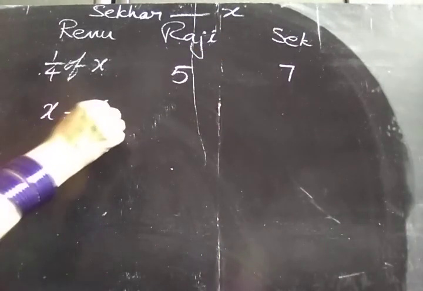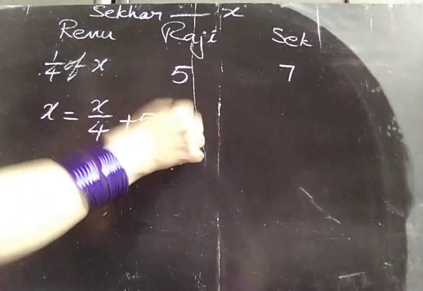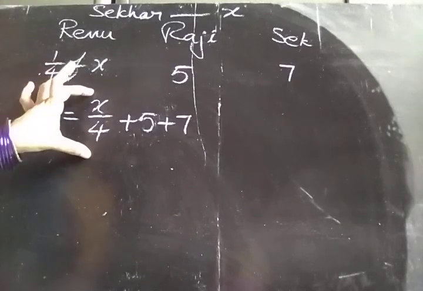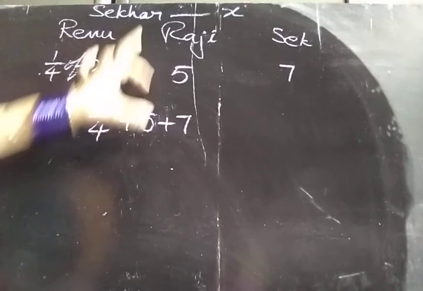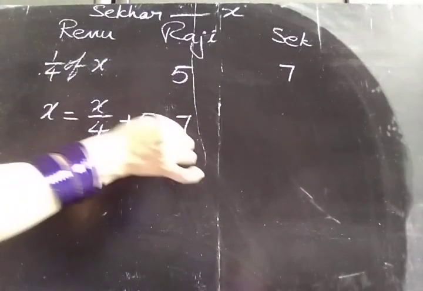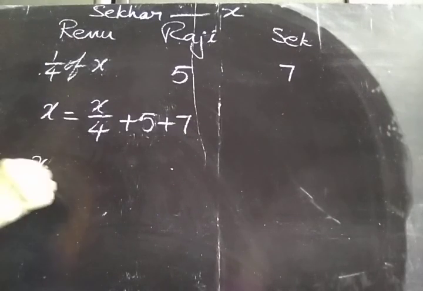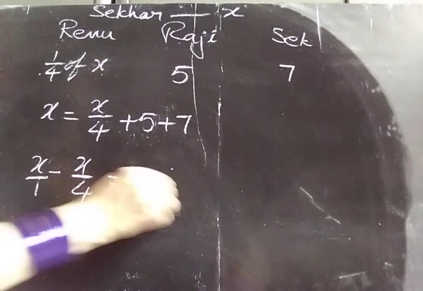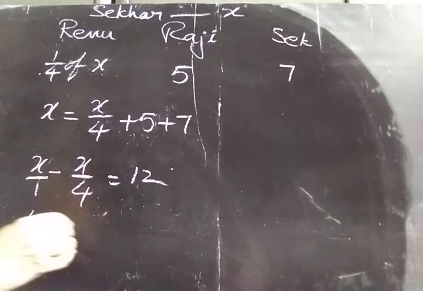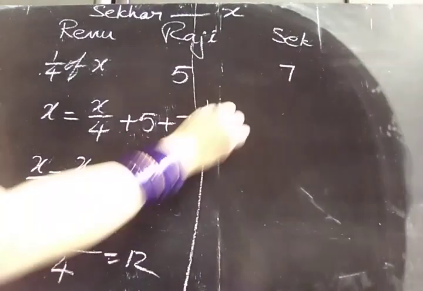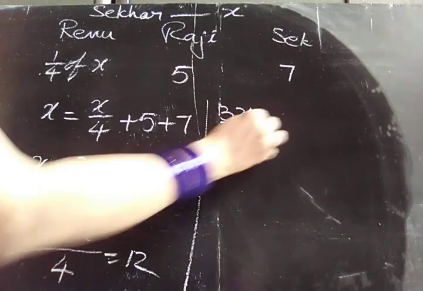x is equal to x by 4 plus 5 plus 7. This is our equation. Total x are there. From x, 1/4 is given to Renu, 5 given to Raji, 7 remain with him. Now transpose x by 4: x minus x by 4 is equal to 5 plus 7, 12. Here 4x minus x by 4 is equal to 12. Now 4x minus x, 3x. So 3x by 4 is equal to 12.